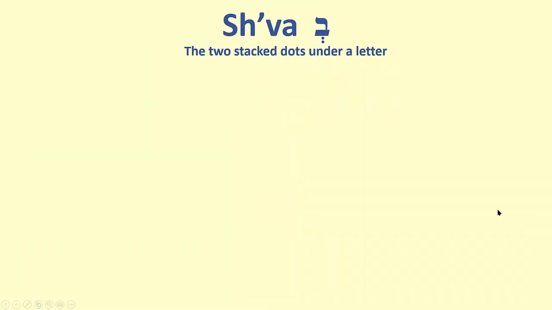We can now move on to this schwa that we were talking about earlier. The schwa looks like two stacked dots under a letter.